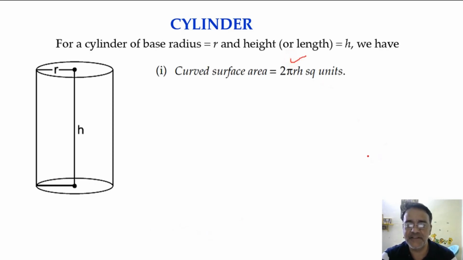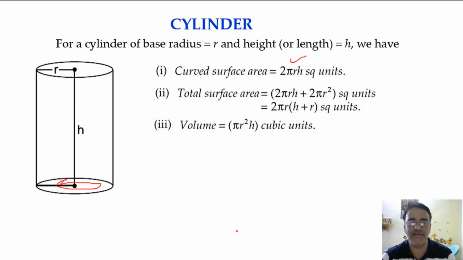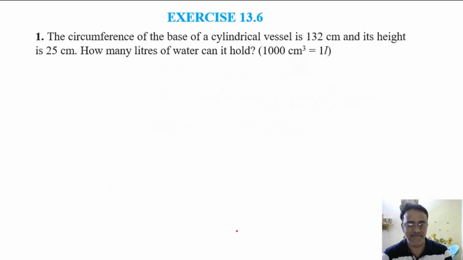What is the total surface area? 2 pi r into r plus h. Very good. What is the volume? Pi r square h. Right, pi r square h, area of base into height. Okay. So now we'll start with the first question of the 13.6 exercise.